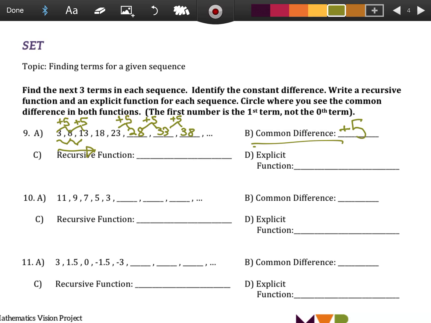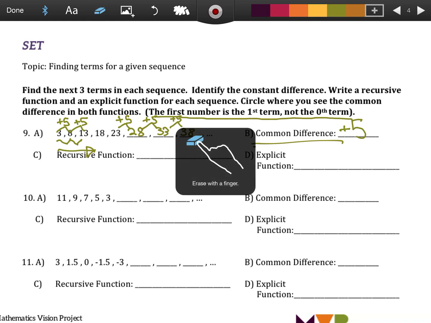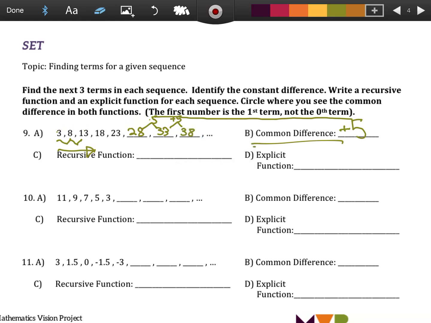For the recursive function, and this is going to tie into how our first number is the first term, not the 0th term. That's important to make note of because this is going to feel similar to when we dealt with the push-up problem and we had the first term and the second term. So just to work in that mindset, I'm going to label this as the first term, second term, third term, fourth term. And so the very first term here is f of 1, which is equal to 3.